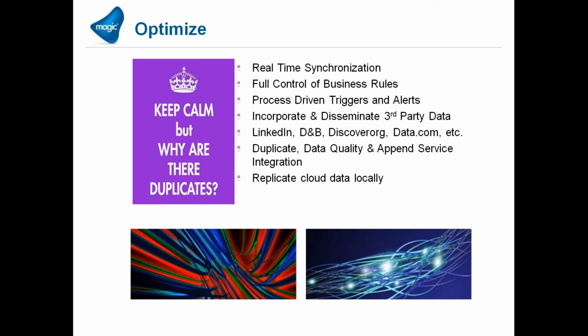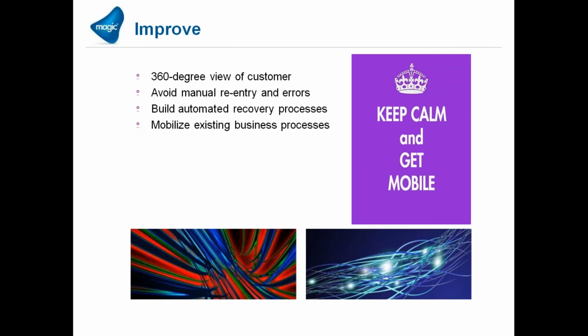Doing an address correction service call. All of these can be greatly enhanced and coordinated between your ERP and your CRM system, Salesforce and SAP. And also you can do things like replicating cloud data locally. So there's a lot of optimization processes that can occur, and so therefore the meme, keep calm, but why are there duplicates? You know, duplicates and bad data quality are just a constant annoyance to people.